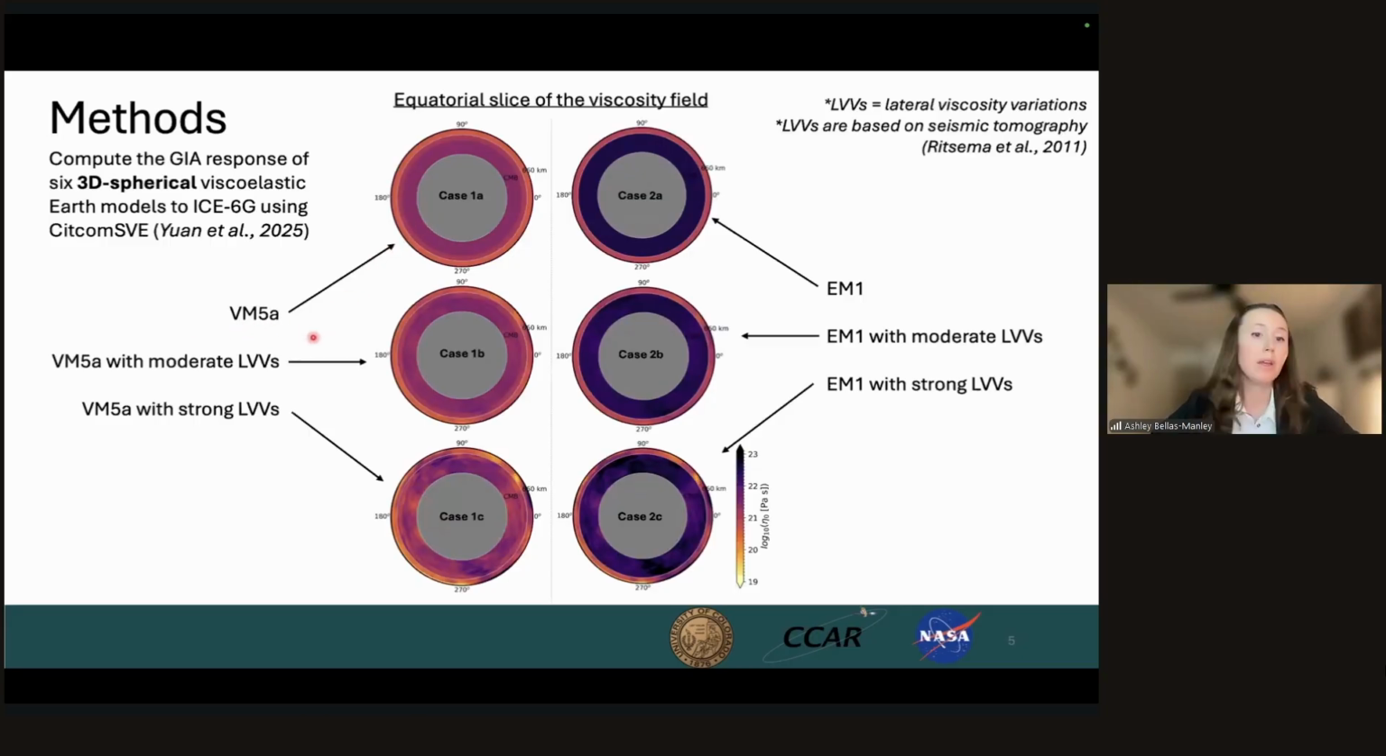lower mantle. We consider VM5A and introduce moderate lateral viscosity variations by converting seismic tomographic model S40RTS to temperature and then viscosity. So that produces some moderate lateral viscosity variations. We also consider strong LVVs by changing a scale factor. And the only difference between the left-hand column and the right-hand column is that on the right-hand column, we introduce a strong lower mantle like the mantle convection community argues for.